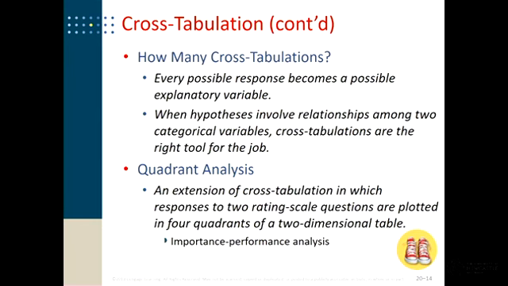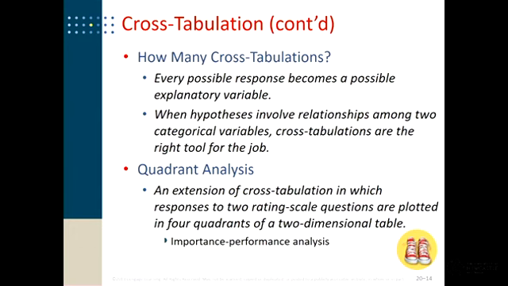One extension of cross-tabulation is quadrant analysis. Okay, so it's actually an extension. I think you didn't forget that cross-tabulation is particularly suitable when you have two variables or two questions that generate responses that are less than interval scale. That means if you have two less-than-interval-scale variables, you present them in a cross-tabulation. That's the best way to do it.